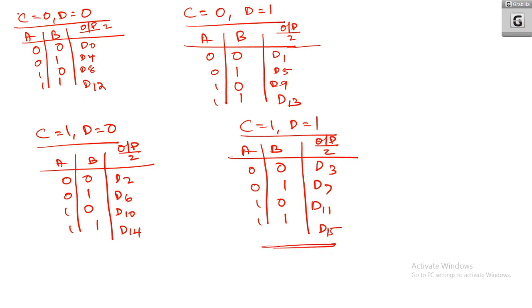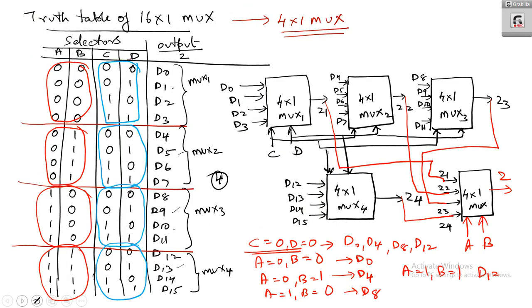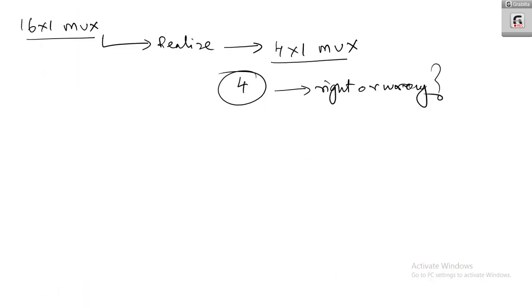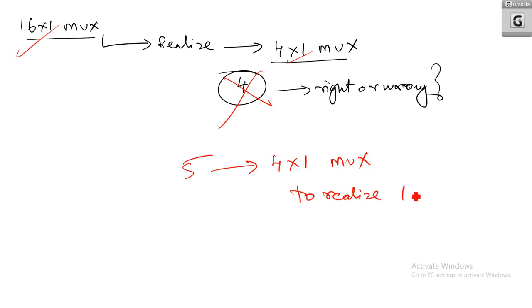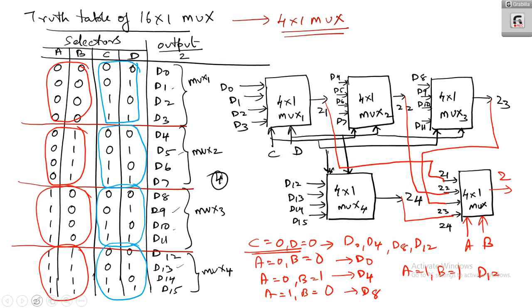Okay. So that is a simplified truth table of this 16 by 1 mux using 4 by 1 mux. That means here the key idea is that a 16 by 1 mux can be realized using 4 by 1 mux, that is possible. But 4 is not the right number. We need 5 4 by 1 muxes to realize a 16 by 1 mux. So that is a key point which I need to make in this lecture.